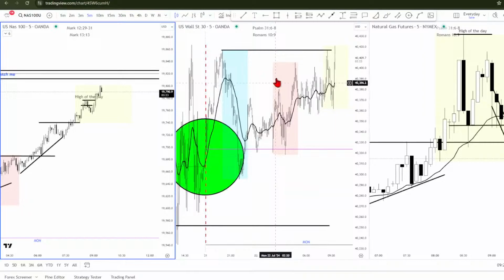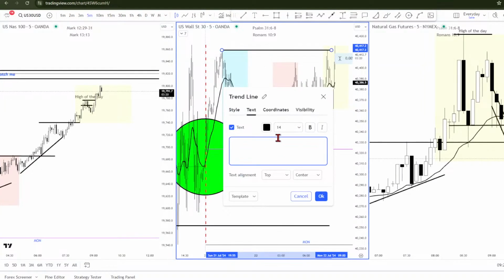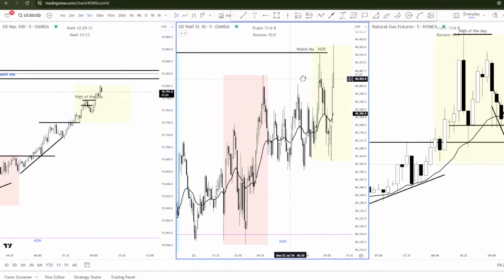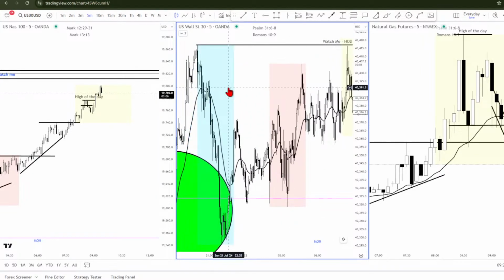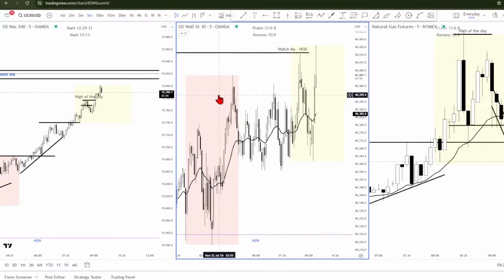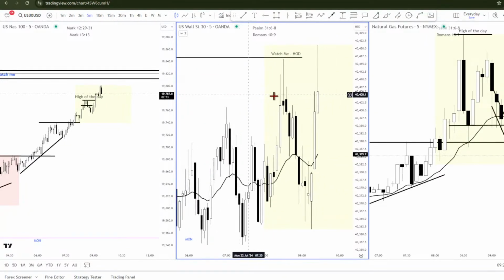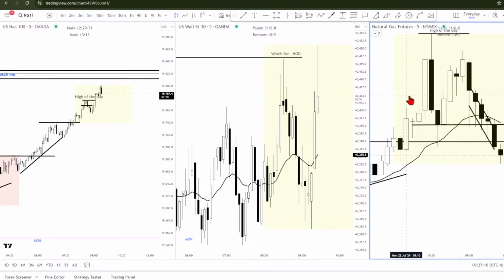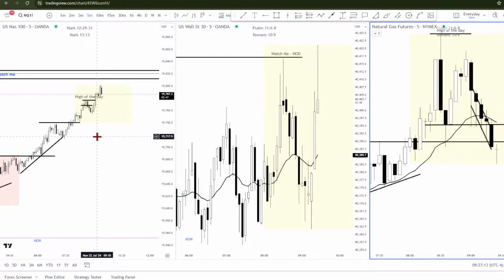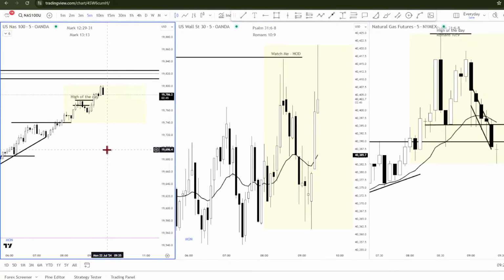US30 back at the high of the day. How have they moved off of the low? We made a little peak formation. And then to a bit of a stair step. Three minutes to the open.